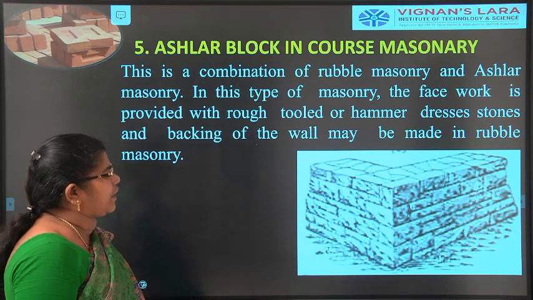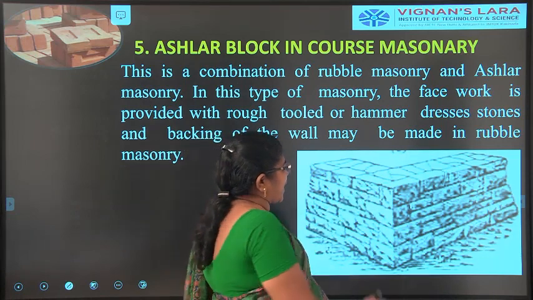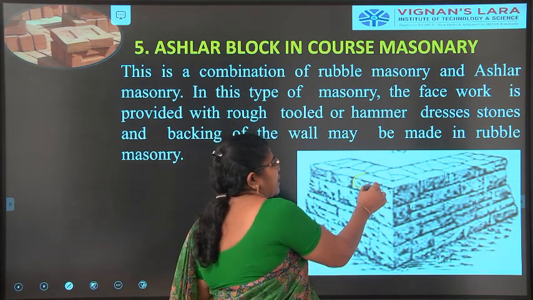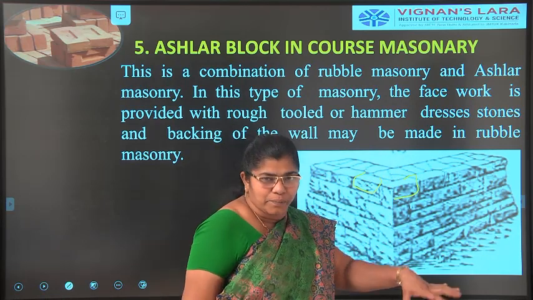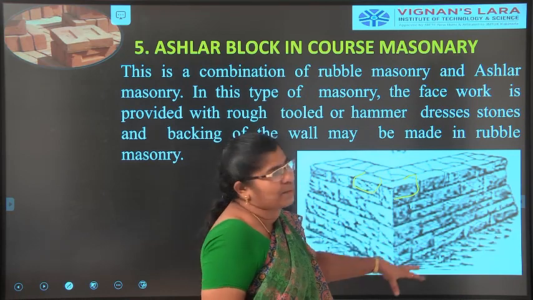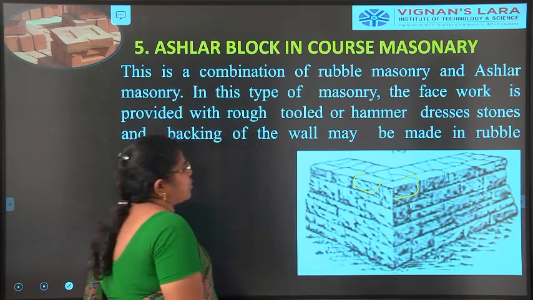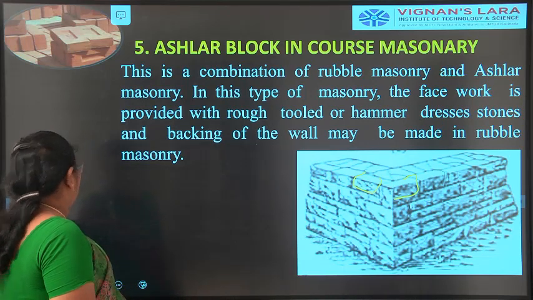The next one is ashlar block in course masonry. Here you can see it is a systematic way of construction. We have the ashlar dressed material in stone blocks, like a brick block, we have a stone block. It will be constructed in a systematic way. The hammer dressed stones, and the backing of the wall will be provided by rubble masonry.